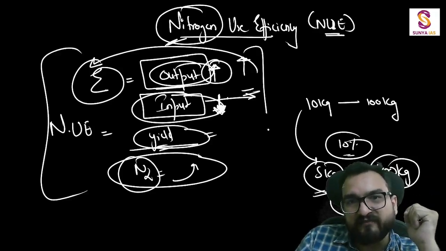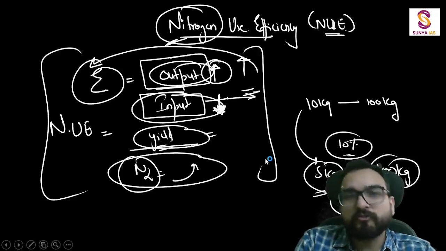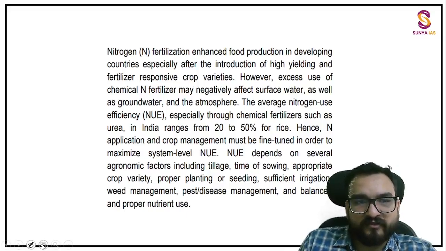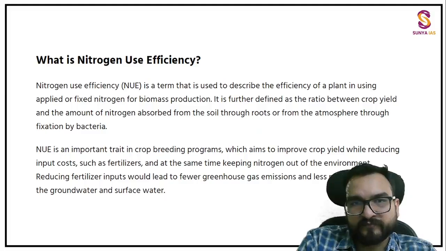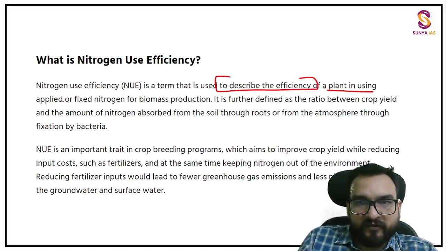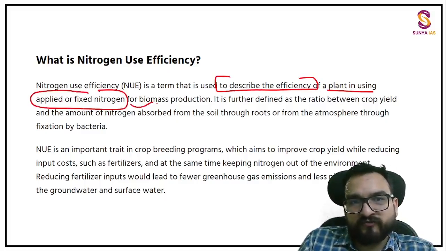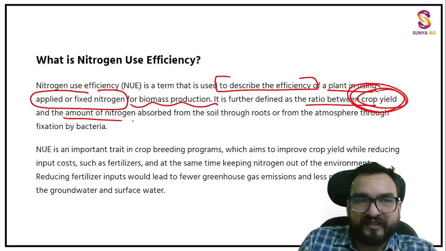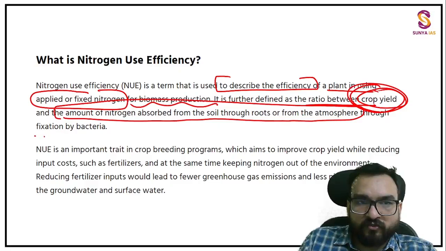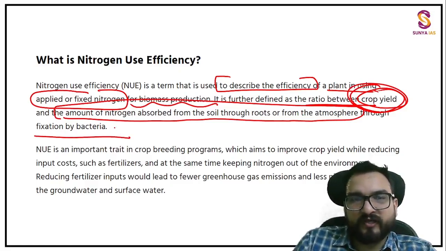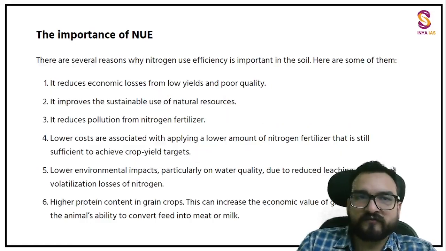In that way we can increase it. But this mathematical part will not be asked in the exam. They will be asking you how to increase the nitrogen use efficiency. Nitrogen use efficiency is used to describe the efficiency of a plant in using applied or fixed nitrogen for biomass production. It is further defined as the ratio between crop yield, this is important, guys, and the amount of nitrogen absorbed from the soil through roots or from the atmosphere through fixation by bacteria. Very important. Alright, this is your nitrogen use efficiency. One definition you should keep with you.